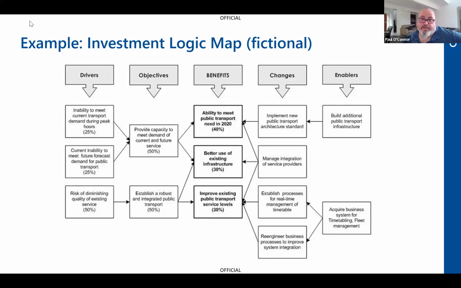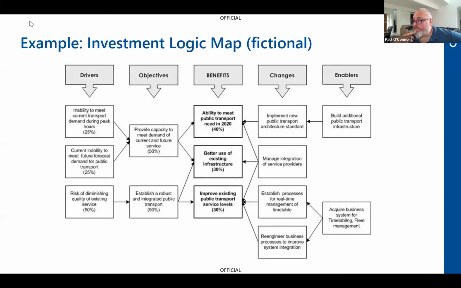The last column is around enablers, and these are items that need to happen perhaps before you can achieve the changes. So you might need to make legislative changes, or you might need to do a precursor project, or you might need to do some land acquisition. There's a whole lot of stuff. They've identified very vague ones there, but those enablers could be a lot more specific. And so you can actually implement the change state to then implement the benefits.